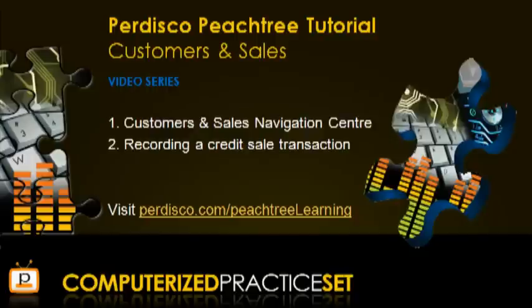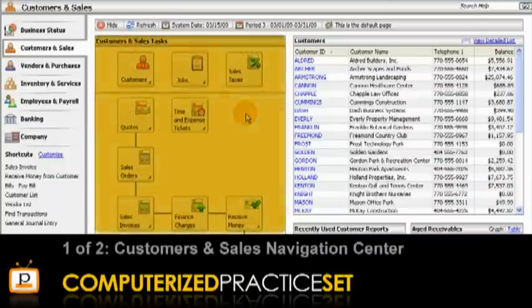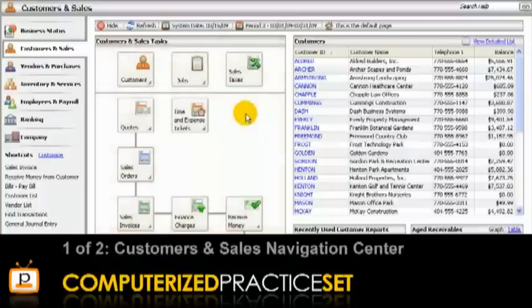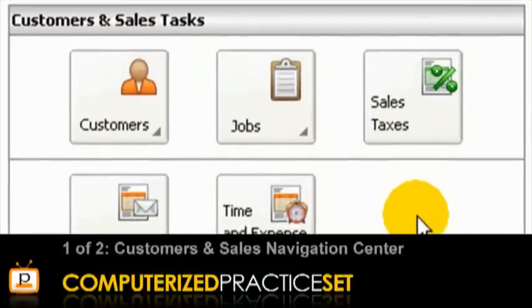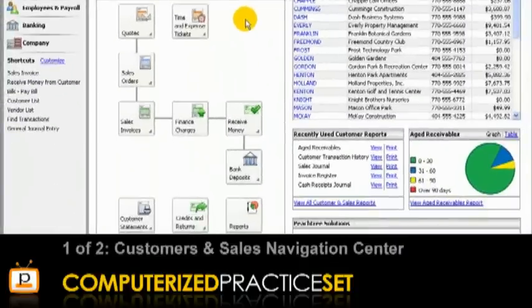petisco.com/Peachtree Learning. Let's begin by exploring the Tasks section of the Customers and Sales Navigation Centre. The icons in the Customers and Sales Navigation Centre are divided into two different sections. Positioned at the top are the Maintenance task icons. These icons are used to set up and maintain the master files of the business that relate to customers and sales. Below this are the Information Processing task icons. These icons are displayed like a flowchart depicting the order of steps in the sales cycle and are used to record and process the transactions of the business.